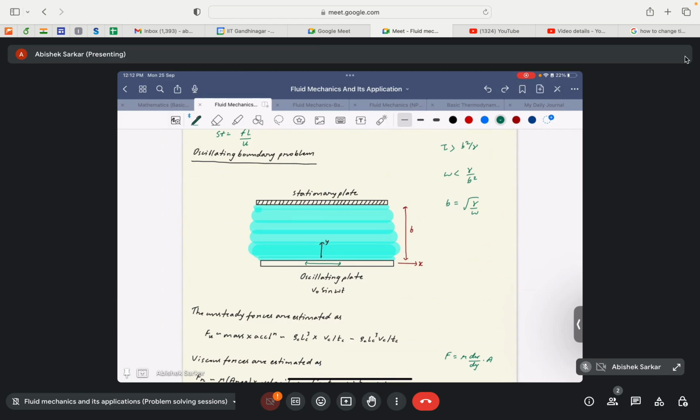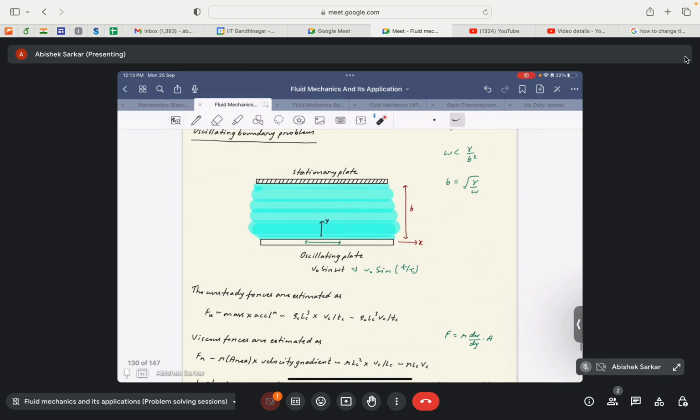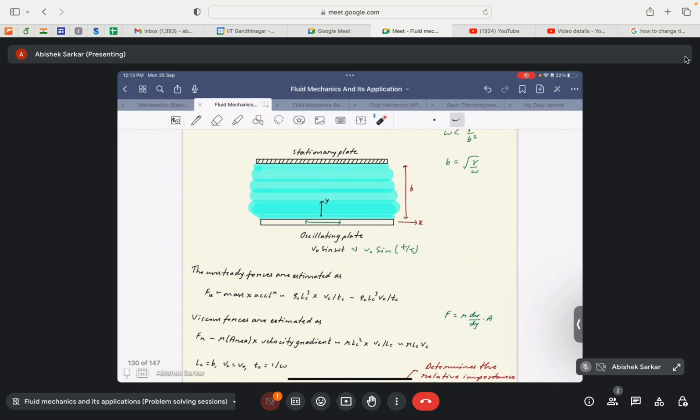If tau is greater than b square by nu, it can also be written as v naught sine t by time. If this tau is much larger than the characteristic time scale, it basically means that this plate will oscillate very slowly. There's a very good animation in Professor Gupta's lecture. I should go a bit fast, so let me just tell it once. I hope it will be enough.